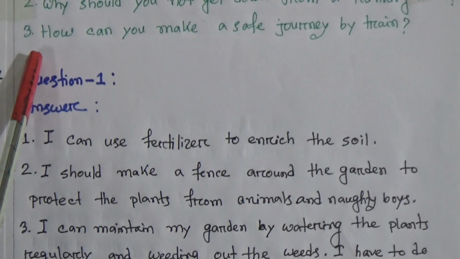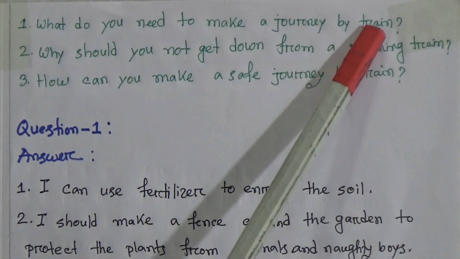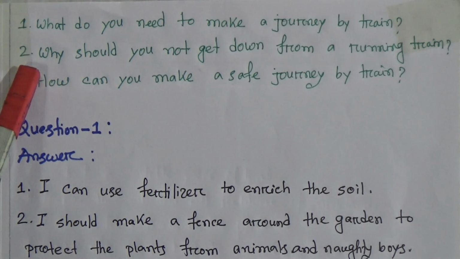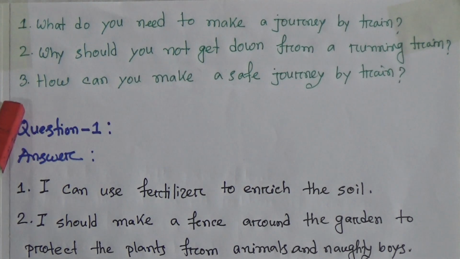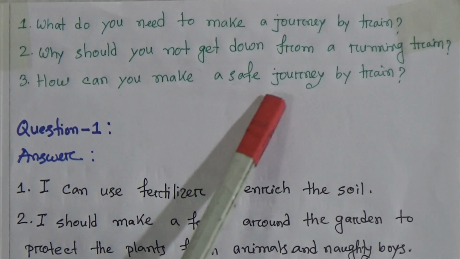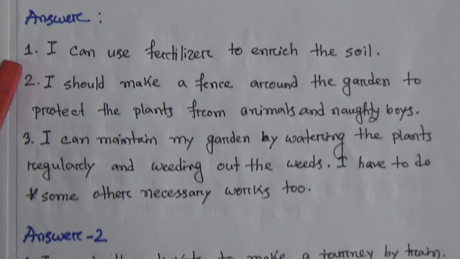The questions for these instructions: what do you need to make a journey by train? Question number 2, why should you not get down from a running train? And number 3, how can you make a safe journey by train? Okay, now we will answer short question number 1. There are 3 questions. We will answer one by one.